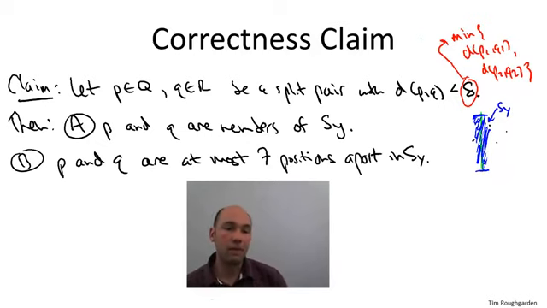There are two claims. First of all, p and q, both members of the split pair, survive the filtering step. They make it into the sorted list S sub y. And second of all, they will be considered by that double for loop, in the sense that the positions of p and q in this array S sub y differ by at most 7. So that's the story so far. Let's move on to the proof.